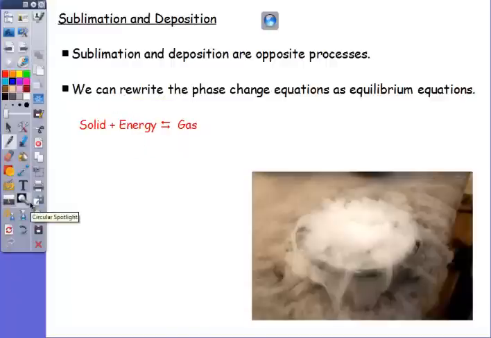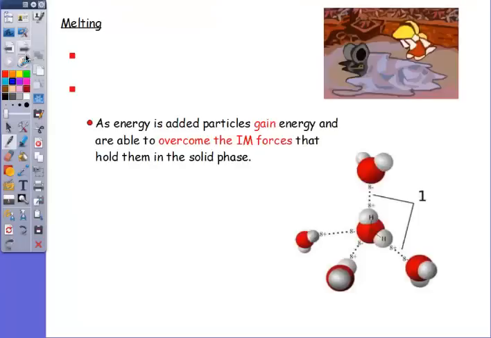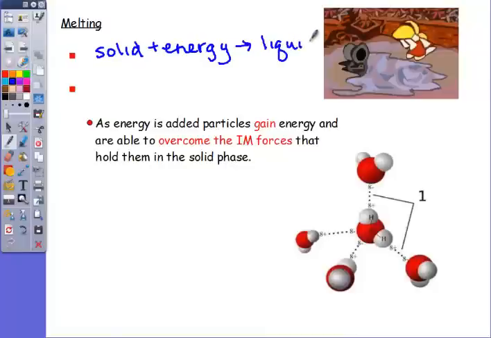Equilibrium is when the rate of producing one is the same as the rate of producing the reverse. Melting, ice being the most common example, or snow in my picture there. In the case of melting, I have a solid, I'm adding energy, and I'm producing a liquid. Since energy is going in, that's an endothermic process.